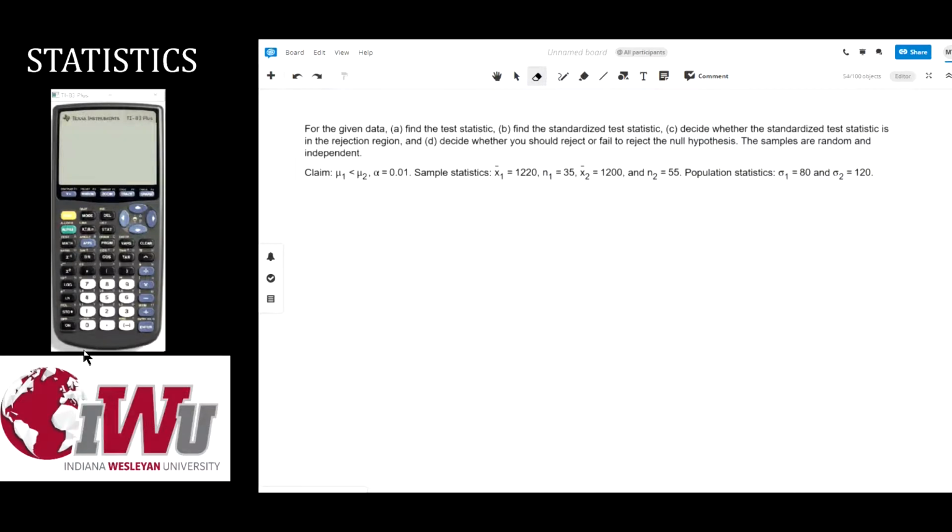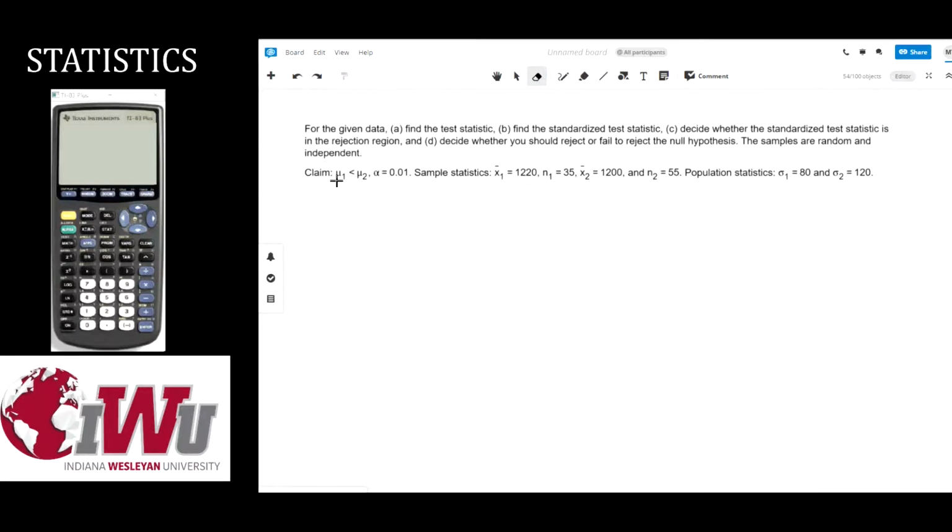We're going to jump right into an example here. Test a claim about the difference between two population means. The first thing we want to do is identify the null and alternative hypothesis. Then, for the given data, find a test statistic, find a standardized test statistic, and decide whether the standardized test statistic is in the rejection region. The samples are random and independent. Those are two keys right there.